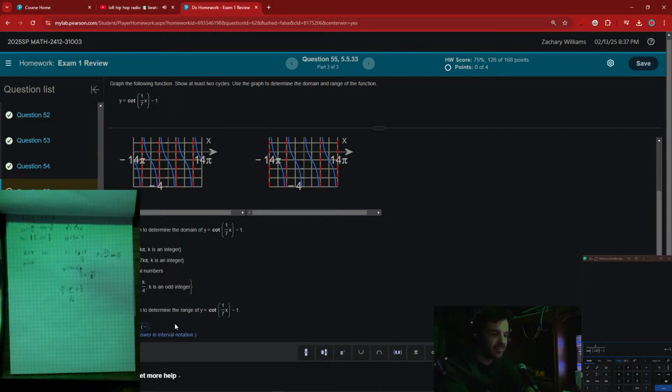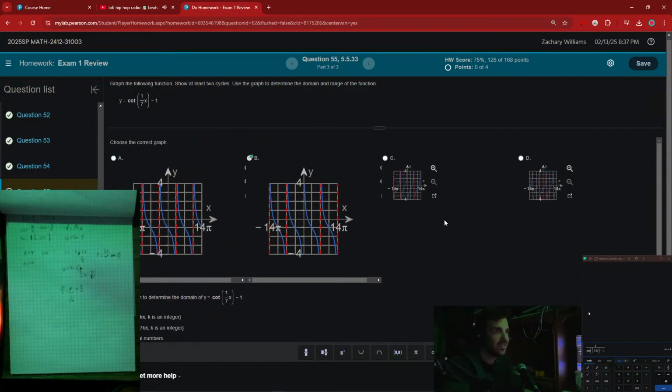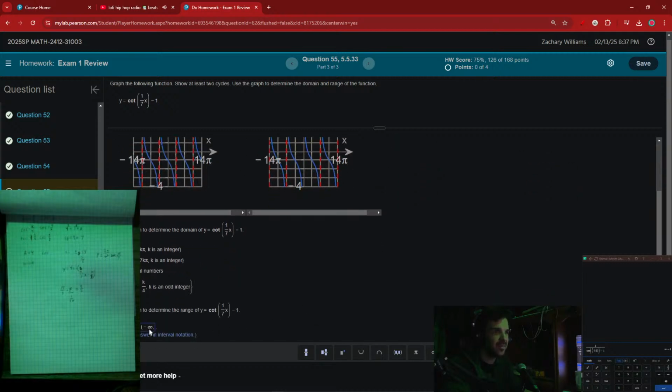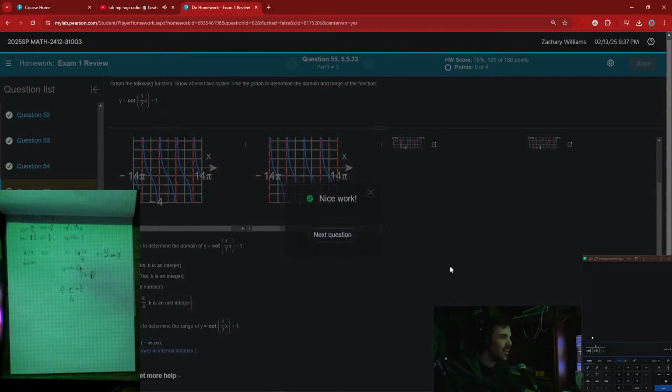Negative infinity to... is that -2? Yeah, -2. No, it's just negative infinity to infinity. Yeah. It's all of them.